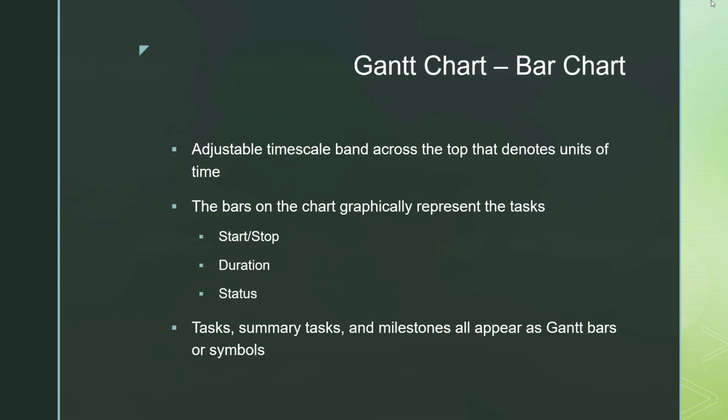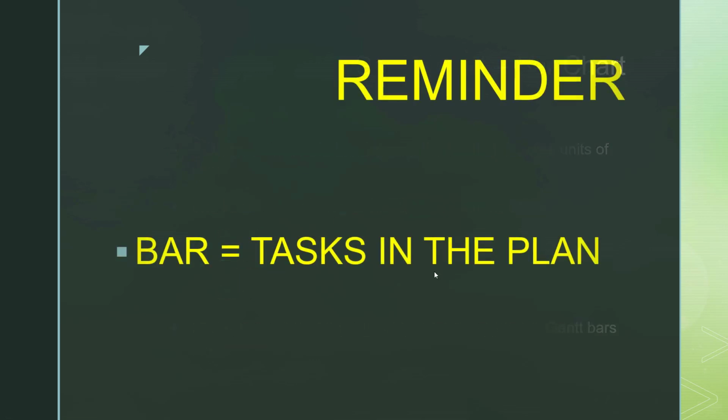Tasks, summary tasks, and milestones all appear as a Gantt bar or a symbol on the bar. For example, a milestone would be the diamond. It doesn't have any width to it because it's just a point in time, a milestone that's reached. But you're going to see that symbol over on the right of your Gantt chart. So a reminder that the bar on a Gantt chart represents a task in the plan that you're setting up.